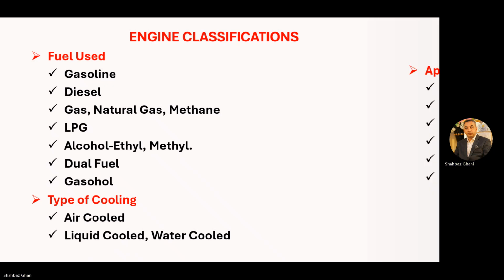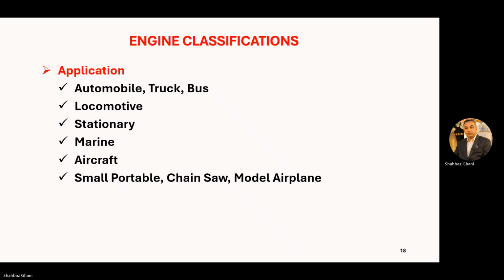Presently, with the advancement of technology, we are using coolants in a water-cooled or liquid-cooled engine. Now with the application, you can also classify the engine. In automobiles, we have a small engine. If we have a huge truck or big bus, we can classify that engine as a heavy engine. We have a locomotive engine. Stationary means we have a generator set or some equipment like this. That is known as stationary engines, marine engines, aircraft engines, small portable chainsaw, model aeroplanes. We can classify with different factors.